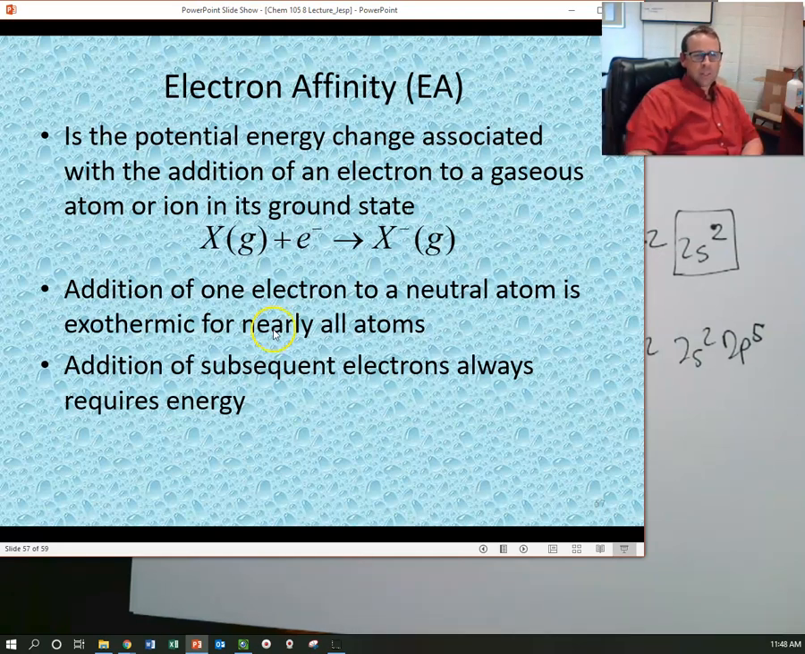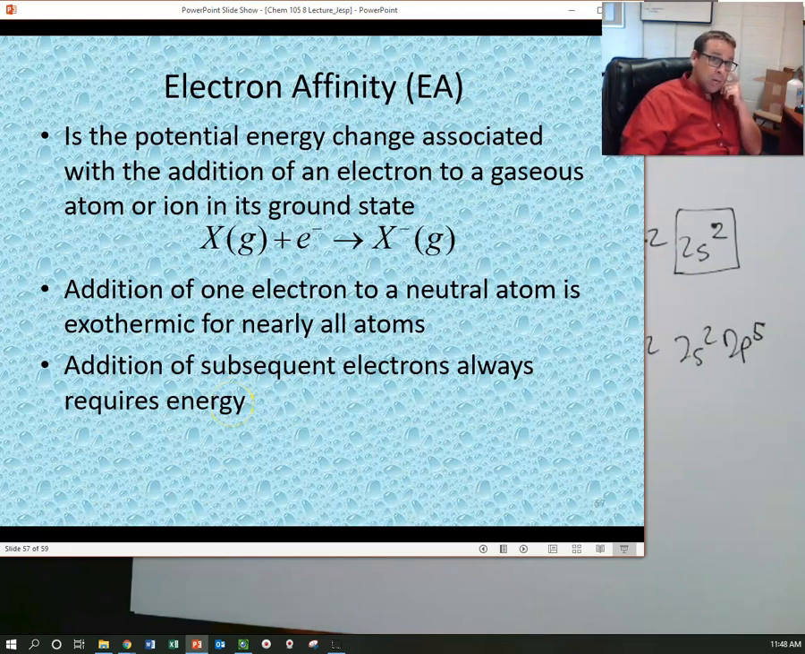However, subsequent electrons always require energy. So if you say, you took cousin so-and-so's kid, that was really nice. Now can you take cousin so-and-so's kid? No, that takes a little more energy. So we'll take it, but it's going to destabilize the situation a little bit.